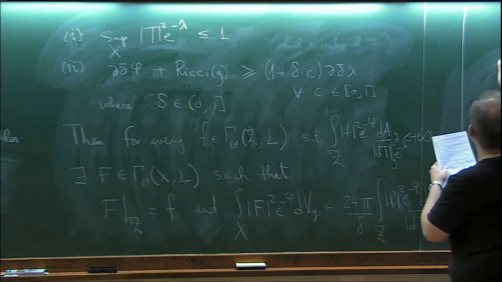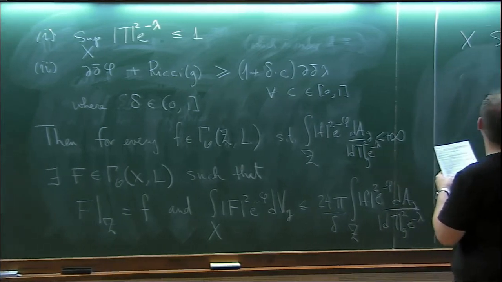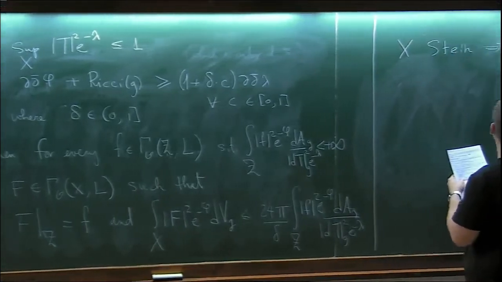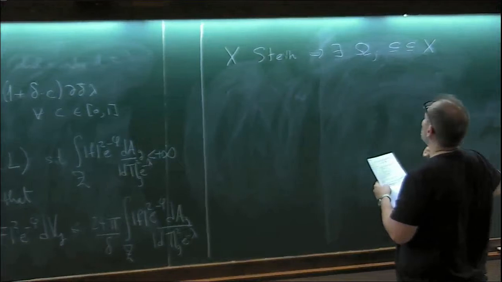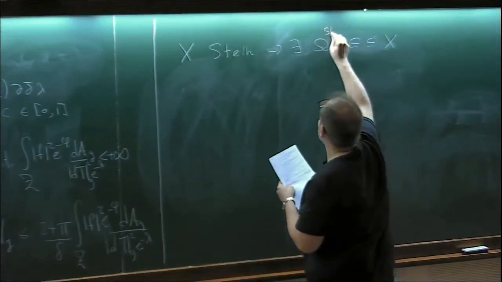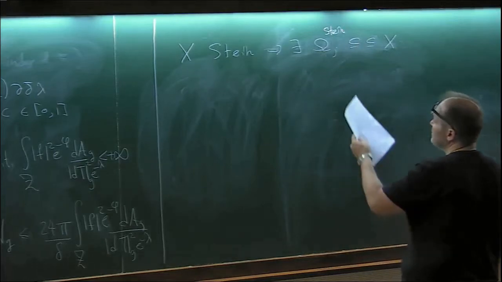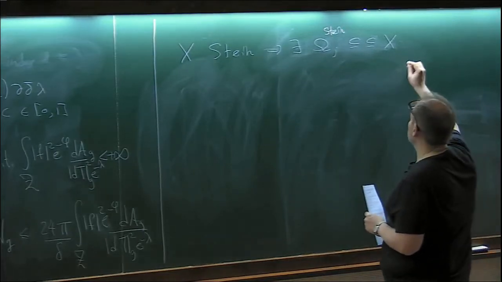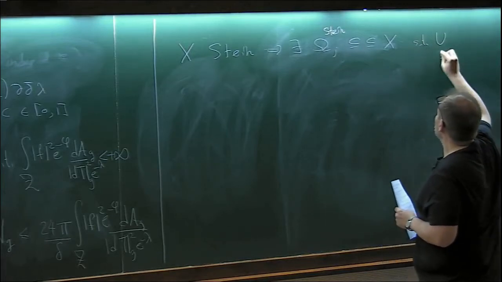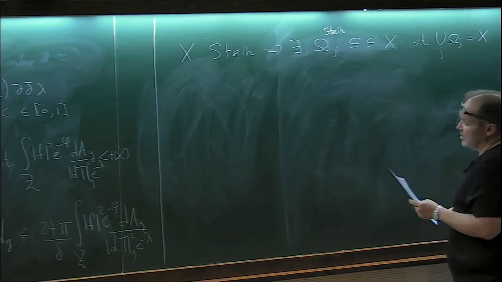So first of all, X is Stein, so we can take an exhaustion of X. So there exists omega j, the relatively compact subdomains of X, which are also Stein. They're pseudoconvex domains, so that means they're Stein. Strictly pseudoconvex exhaustion, such that their union, omega j, is all of x.